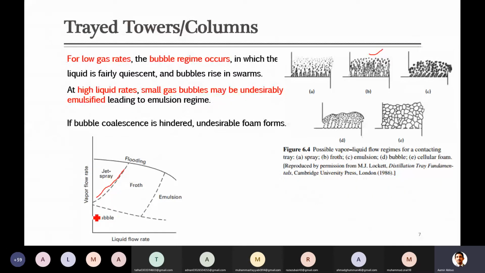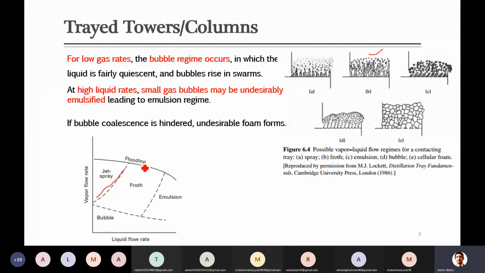And then the next one, in the case of bubble, you can see that the vapor flow rate is low. When liquid flow rate is high and vapor flow rate is sufficiently low, bubble formation takes place. And in these cases, the liquid flow rate is already very high, and when you bring it in contact with small flow rates of vapors, then in some regions there will be formation of emulsion, as well as cellular foam.